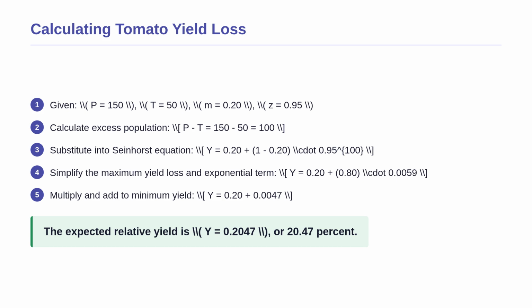0.0059. Multiplying these gives 0.0047. Adding this to our minimum yield of 0.20, we get a final relative yield of 20.47%. Physically, this means the farmer will lose nearly 80% of their crop, proving that immediate pest control is necessary.